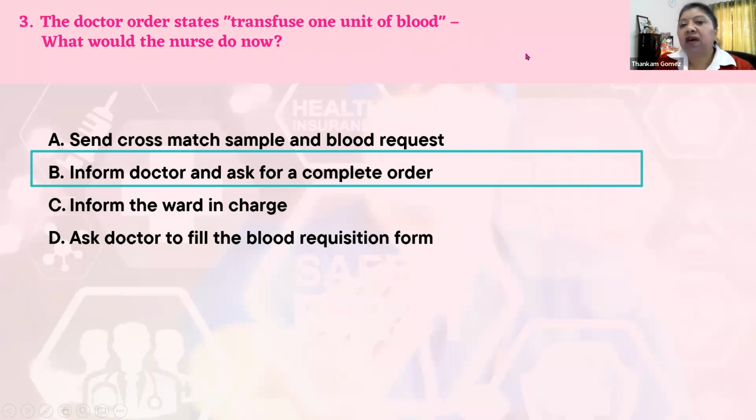Transfuse 1 unit of blood intravenous over how many hours. So it is always good to ask the doctor for a complete order. You may do the rest of the things. The doctor has to fill the form and you have to send the cross-match. All these things will happen. But most important, learn to ask for complete orders.